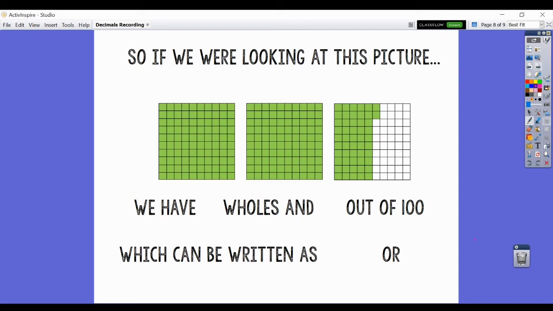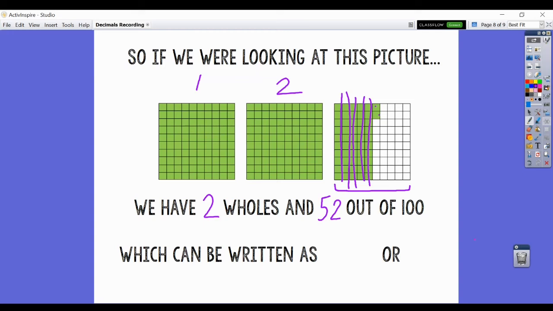Let's take a look at this picture. How many wholes do we have here? We've got 1, 2. So we've got 2 wholes. And then how much is shaded in out of this piece right here? Well, we've got 1, 2, 3, 4, 5, 1, 2. And this is a 10 by 10 block. So we've got 52 out of 100.